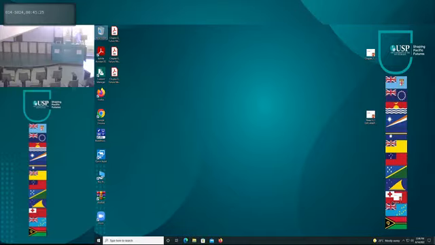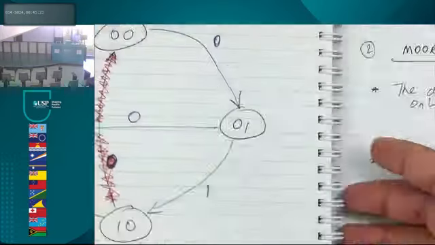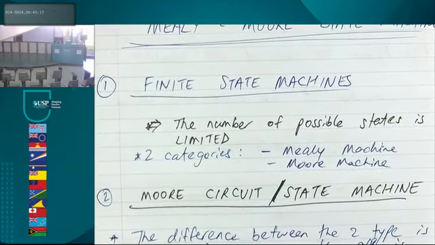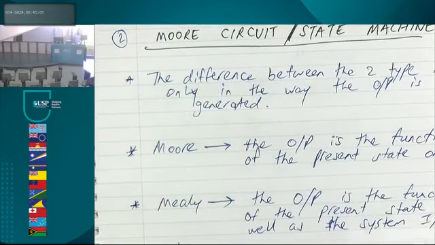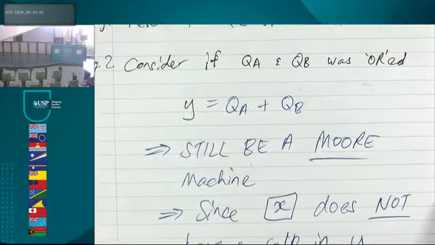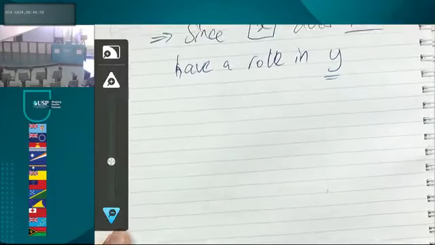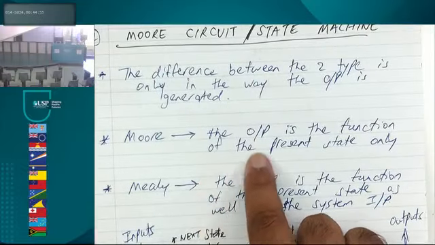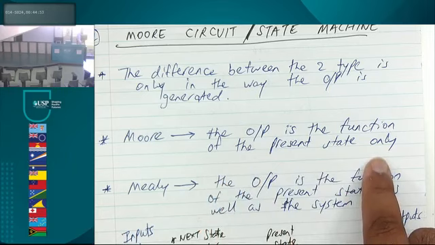Last week we were looking at firstly the definition of finite state machines, right? Finite state machines. Then we said there are 2 types of finite state machines, either a Moore machine or a Mealy machine. So the Moore machine, let's have a quick review.